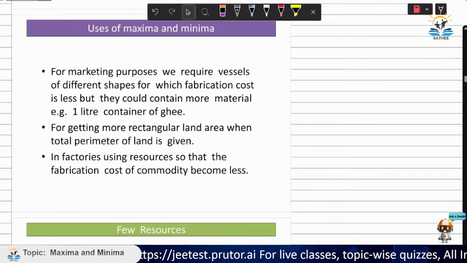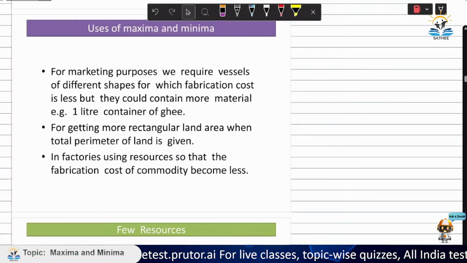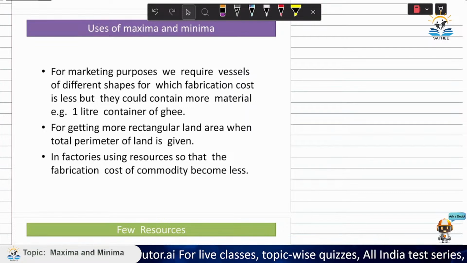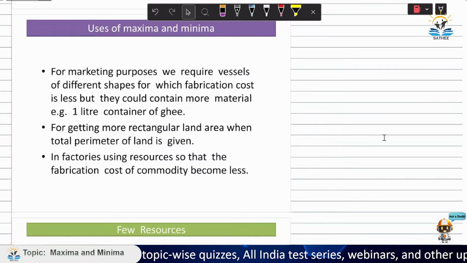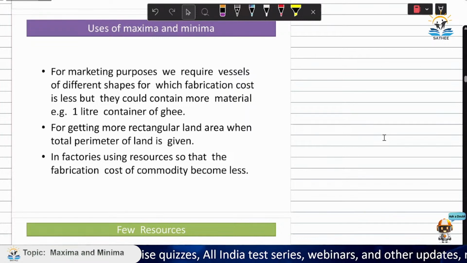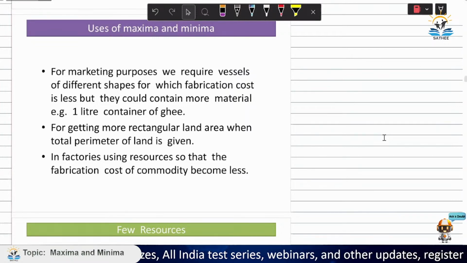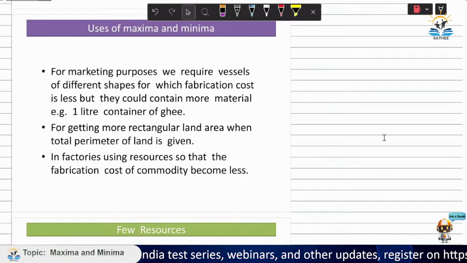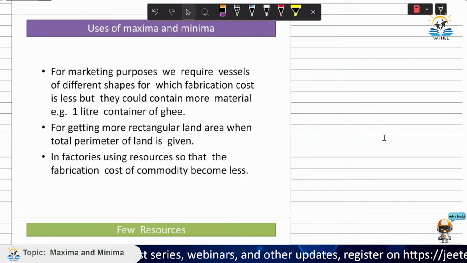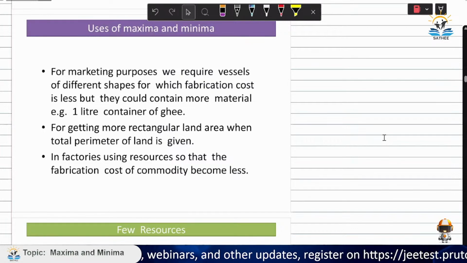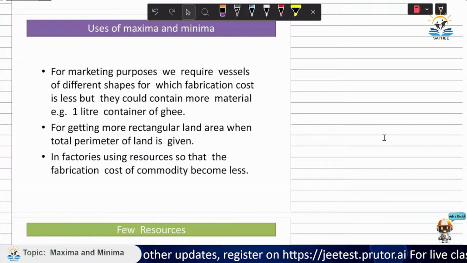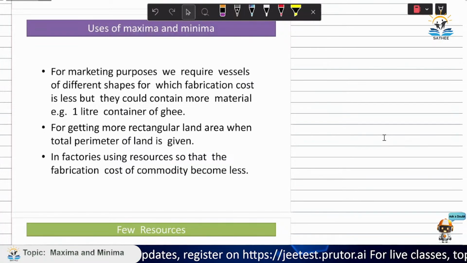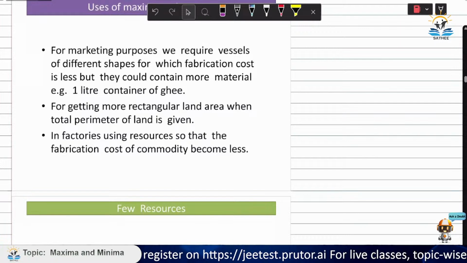Okay, so let's go a bit of theory and understand what maxima and minima could do for us. So let's read. For marketing purposes, we require vessels of different shapes for which fabrication cost is less, but they could contain more material. So these have various applications, guys. Usually the container part they are talking about. So what we try to do is make something whose cost is less, but which can also store more. That is what our usual requirement is, right? So for that purpose also we use the maxima and minima.